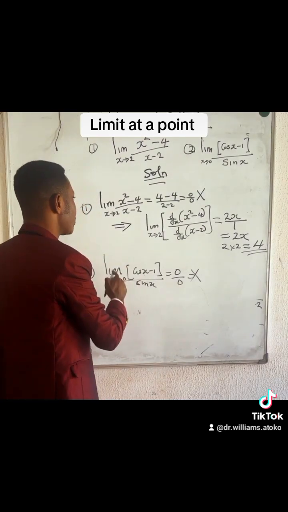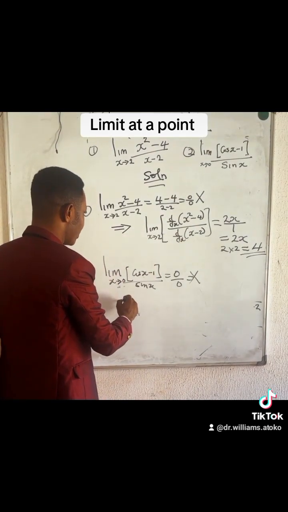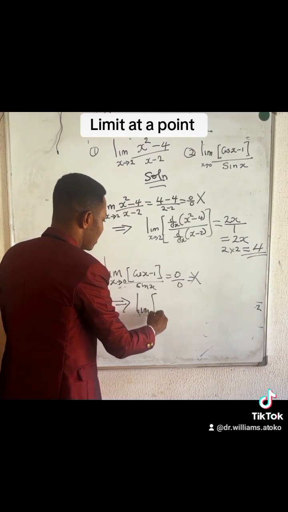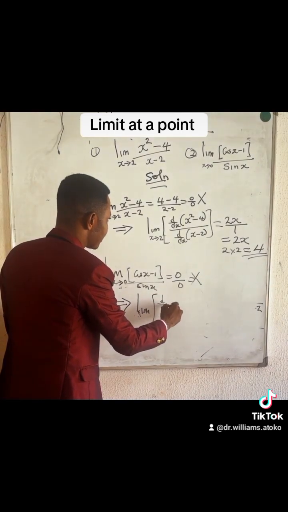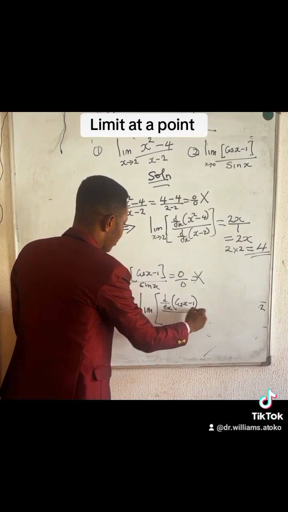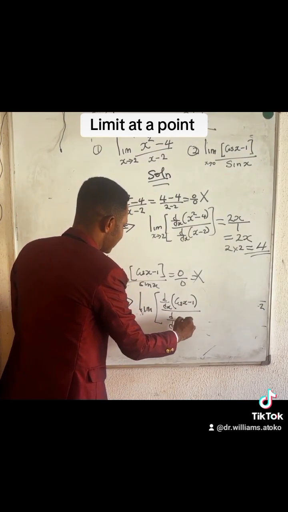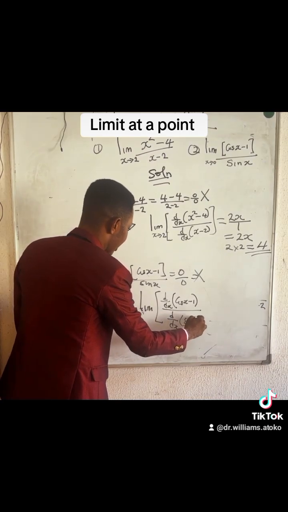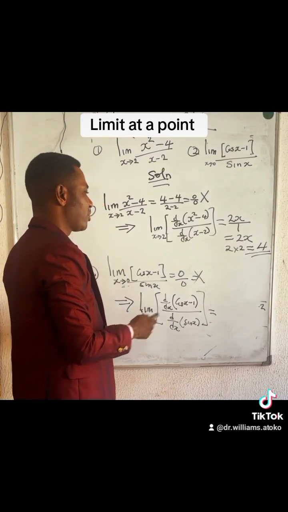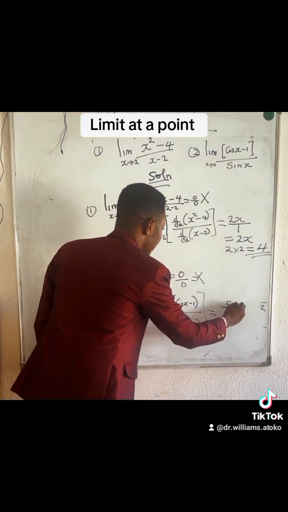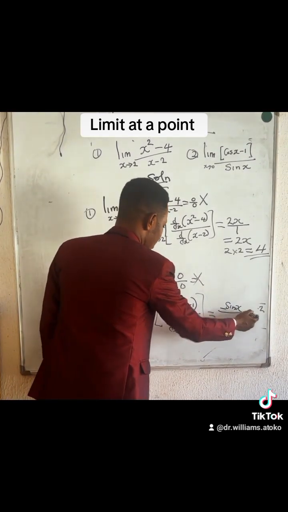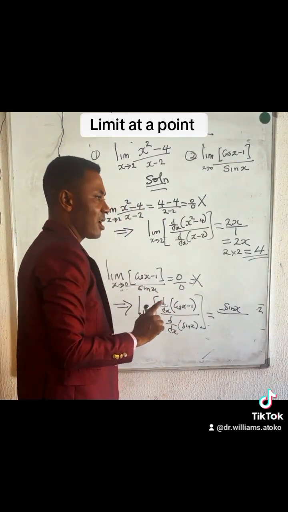And then what are we going to do? We use the same method above. So we say limit of d/dx of (cos x minus 1) all over d/dx of sine x. Now, differentiating cos x, you have minus sine x. And differentiating the constant, you have 0, so there's no need of bringing it. All over, differentiating sine x, you will have cos x.